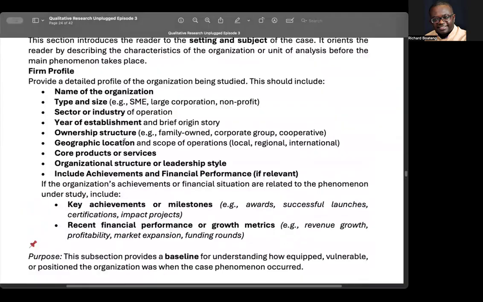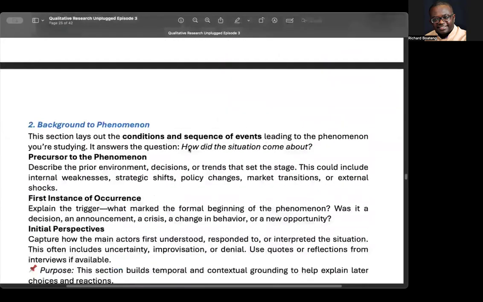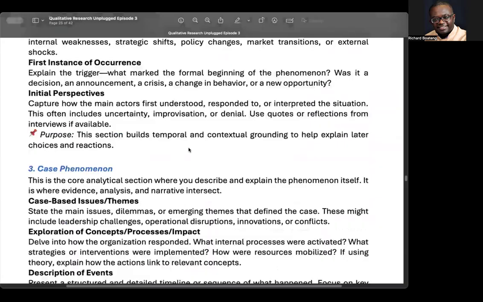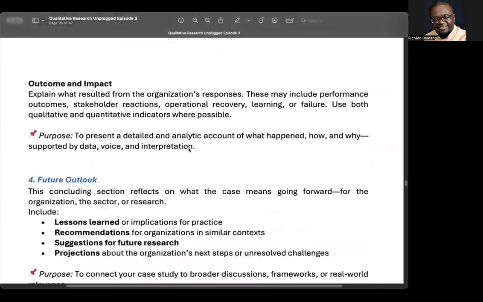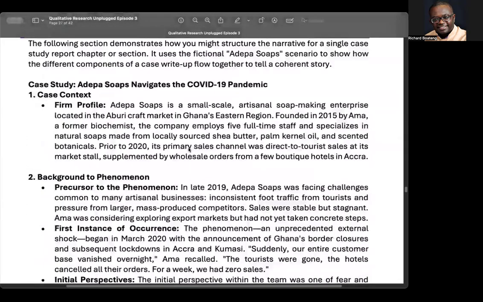Can we quickly walk through the main sections of this format, maybe using the Adepasopes example again to make it concrete? Sure. It typically starts with 1, case context. This section introduces the setting and the subject, the case. It orients the reader and describes the organization before the main phenomenon occurred, providing a baseline. For Adepasopes, this section will detail its profile: a small artisanal soap-making business in Aburi, Ghana, founded in 2015 by Ama, a biochemist, with 5 staff specializing in natural soaps, primarily selling to tourists and boutique hotels pre-2020.